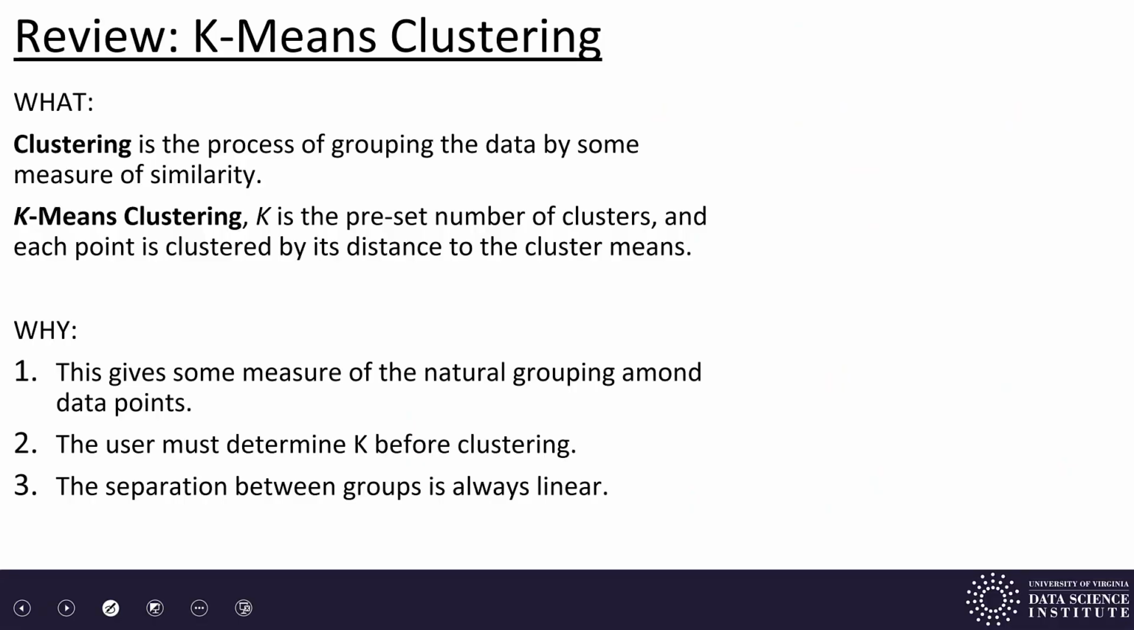So review for k-means clustering. What is it? Clustering is a process of assigning groups of the data by some measure of similarity within the groups. K-means clustering is a specific type of clustering in which k is a preset number of clusters set by the user, and each point is clustered based on its distance to the cluster means. And as we showed, we iterate by computing the means and then computing the new cluster assignments, and then based on those assignments, compute new means, and we iterate on that process until we get no more change on our iterations, or until some number.